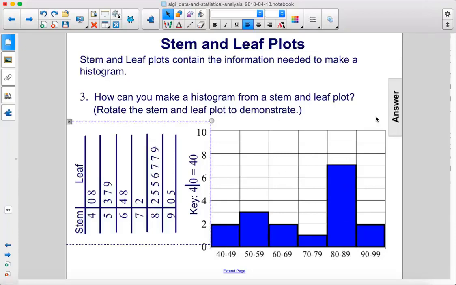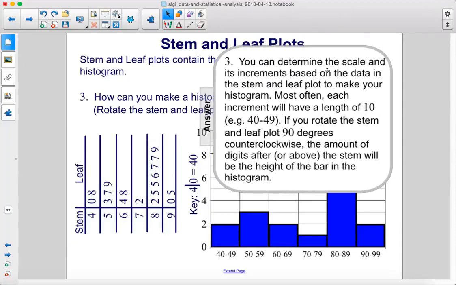in this column. You can determine the scale and its increments based on the data in the stem and leaf plot to make your histogram. Most often, each increment will have a length of 10, for example, 40 through 49. If you rotate the stem and leaf plot 90 degrees counterclockwise, the amount of digits after or above the stem, this line here, will be the height of the bar in the histogram.